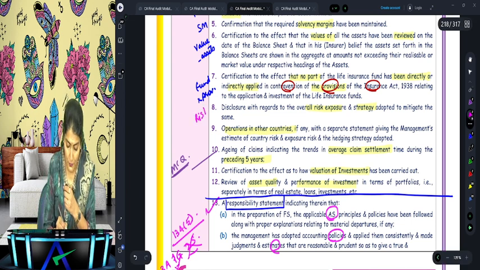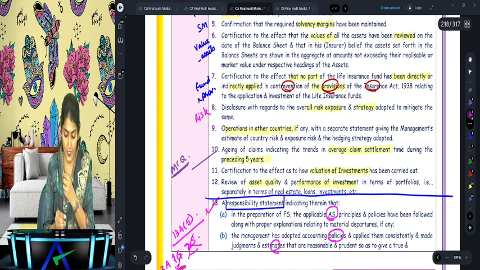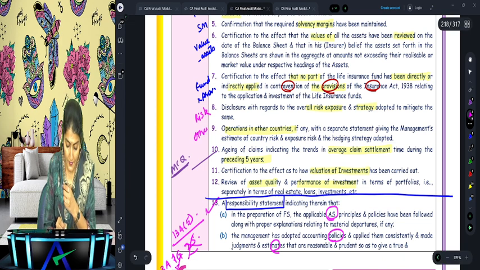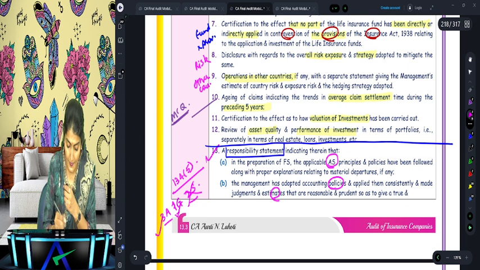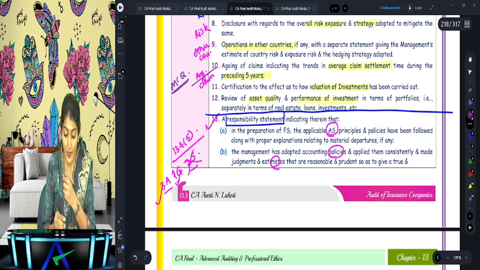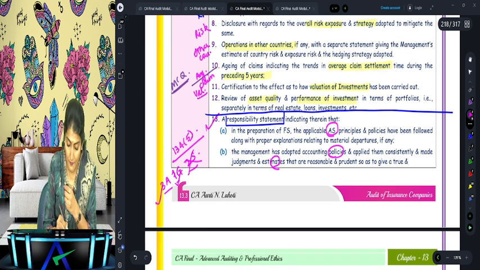Disclosures with respect to the risk exposure and strategy. Then the operations in other countries, right? Then the average claim settlement, right? Then how the valuation of the investments has been done.